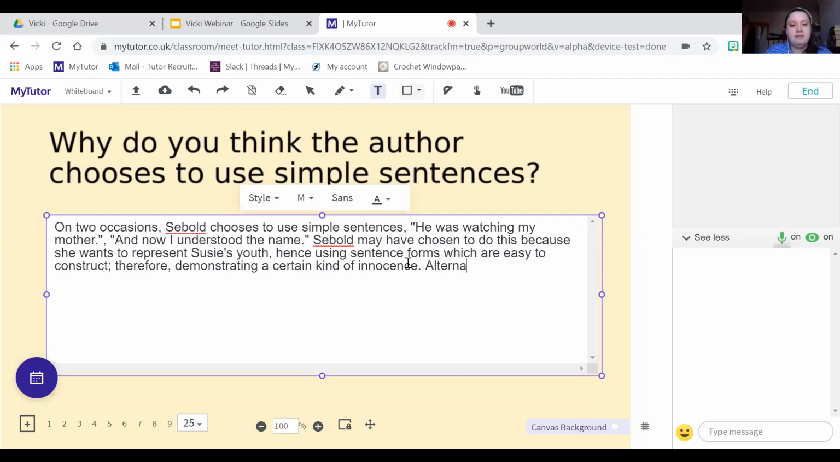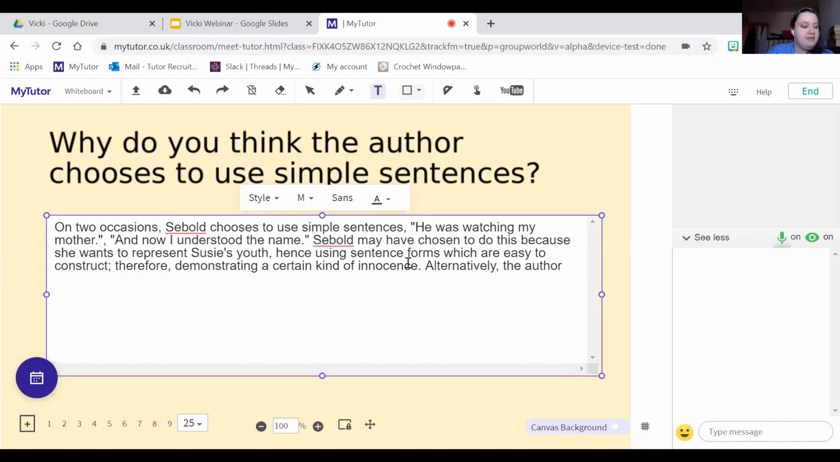So alternatively, and now I'm going to link this back to the question in terms of Susie's mother, because at the moment we're just saying, well, I think Susie uses this because she's young, which has nothing to do with the question. So I'm now going to link this back into the question of talking about Susie's mother. So alternatively, the author, so notice sometimes I'm using Siebold, sometimes I'm using author, you could use writer as well, just to give a bit of variety so you're not saying the same thing all the time. So that's quite a nice thing to do.